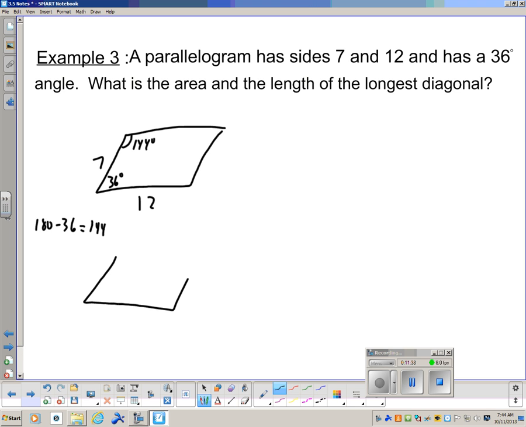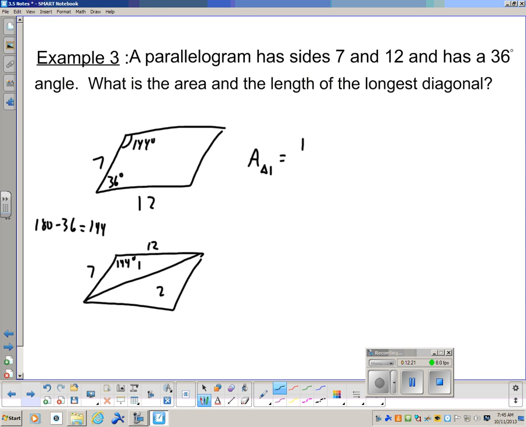I'm going to draw it out again because I have to do the longest diagonal. So this is 144 degrees. This is my longest diagonal there. And this is 7 and this is 12. We're supposed to find the area and the length of the longest diagonal. So we can do that. We can use our trig area formula here, and we'll be able to find the area of this triangle over here, and then we can double it and get the area of this one. It's not drawn to scale, otherwise you'd see that triangle 1 and triangle 2 are congruent to each other.